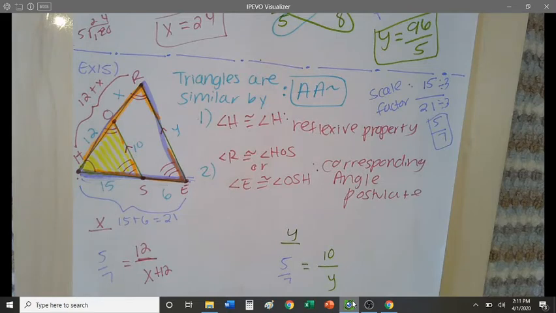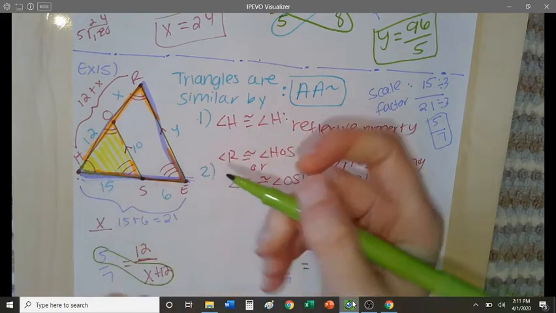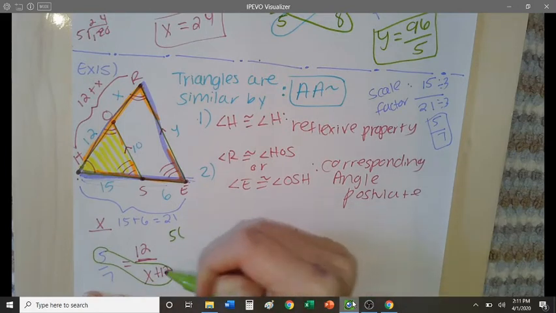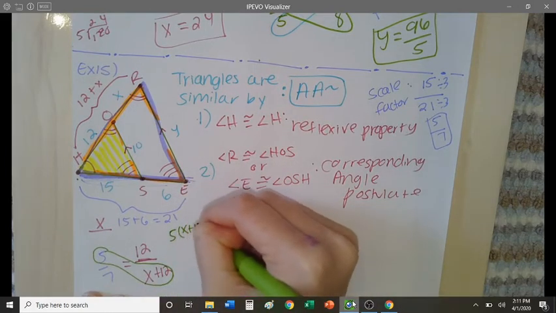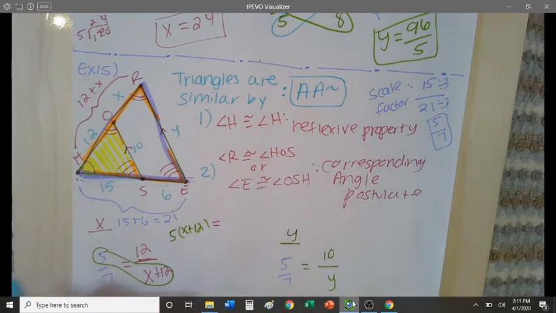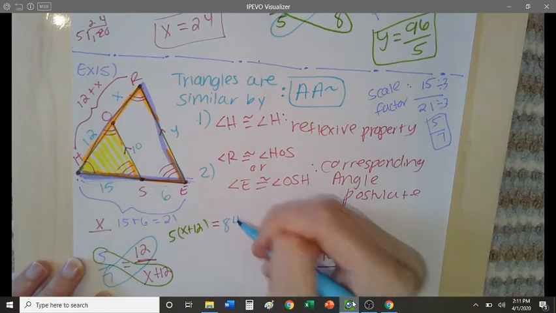How do we solve a proportion? You do cross multiply. So I'm going to cross multiply. So we have 5 times this whole thing. So I'm going to put that whole thing in a parenthesis. And that will equal the other side, which is 7 times 12. And 7 times 12 is 84.